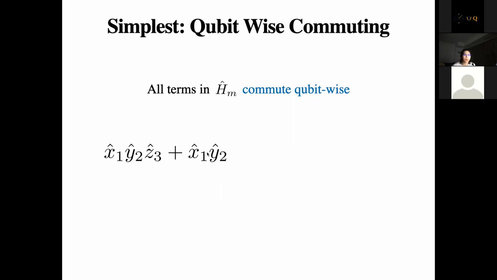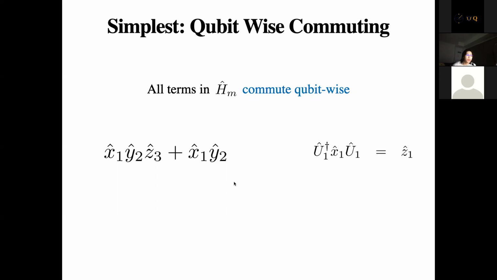So these two terms are the simplest qubit-wise commuting terms. They are qubit-wise commuting because on the first qubit, they both have only x1. On the second qubit, they only have y2. And on the third qubit, they only have z3. What this allows you to do is find a very simple unitary to rotate both of these terms into just Z operators.